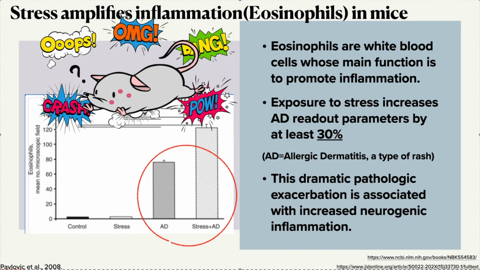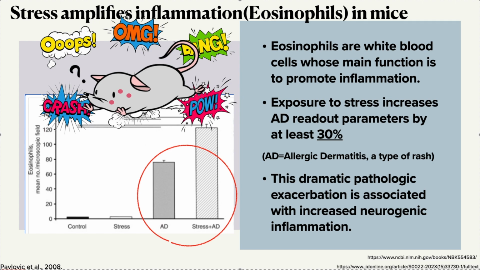A second study looked at stress and inflammation in mice. So the study was conducted by administering sound stress to mice, and they monitored the levels of inflammation through eosinophils. So eosinophils are white blood cells whose main function is to promote inflammation. Thus, the more eosinophils that are present in the bloodstream, the more inflamed the mice were.